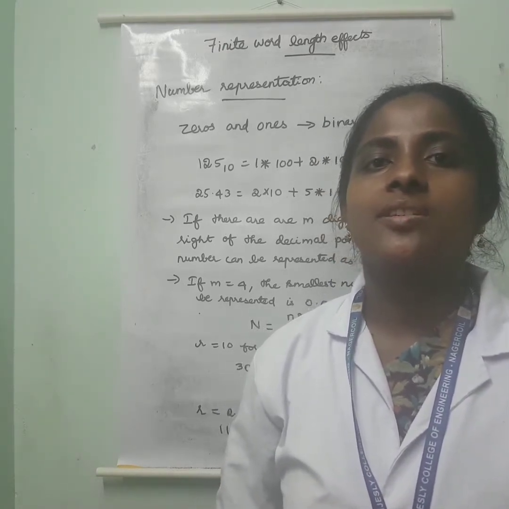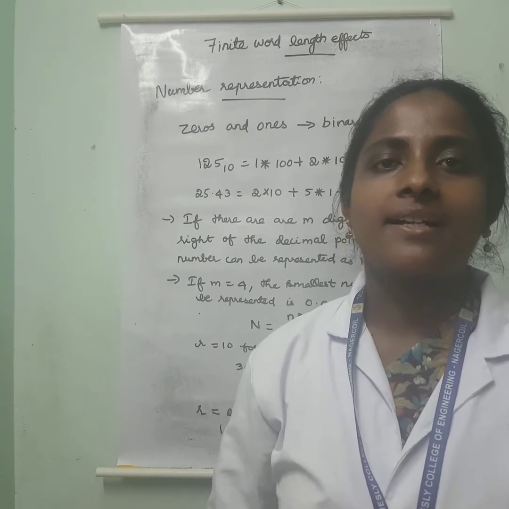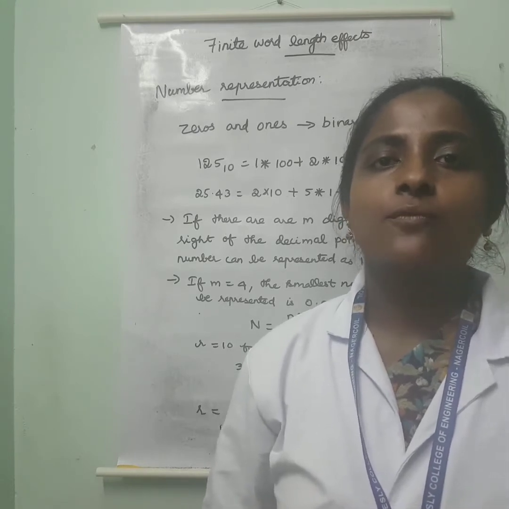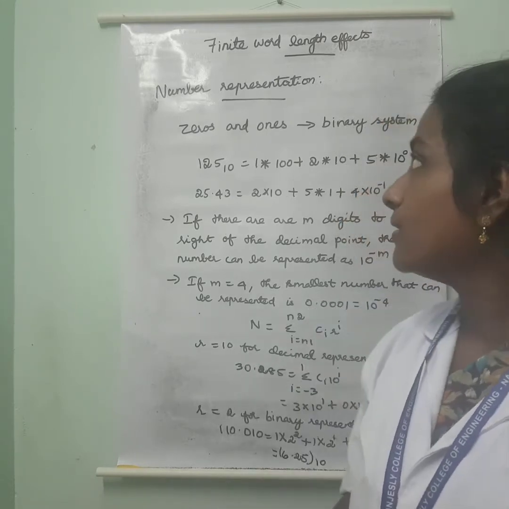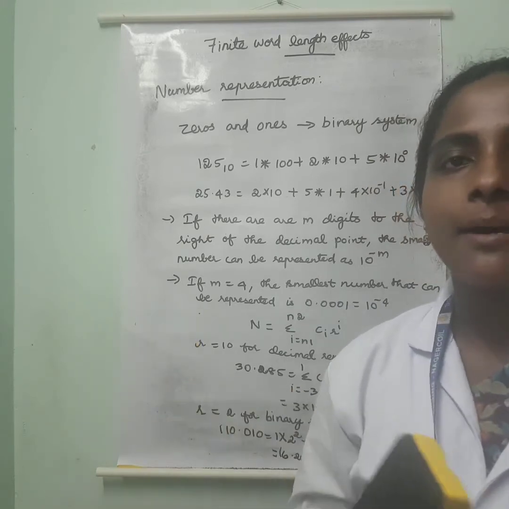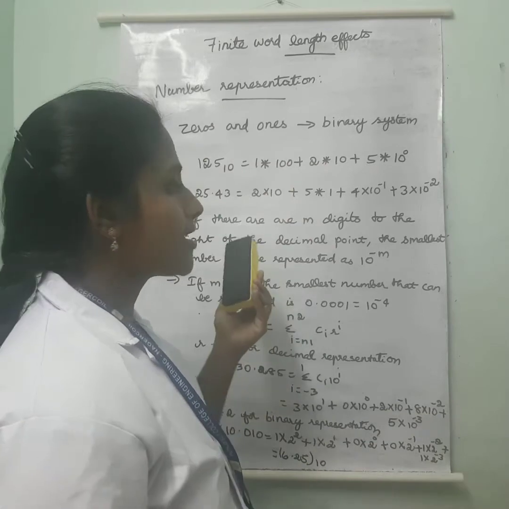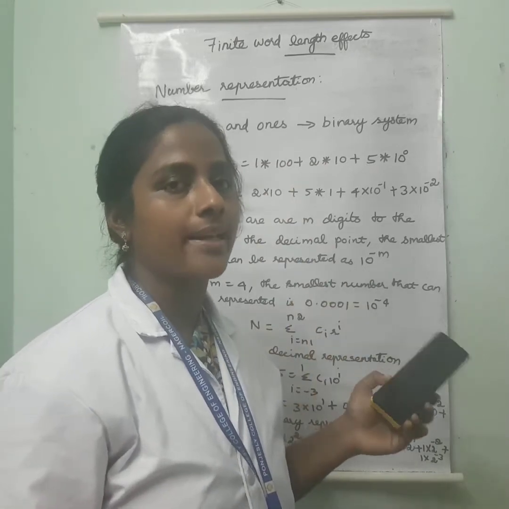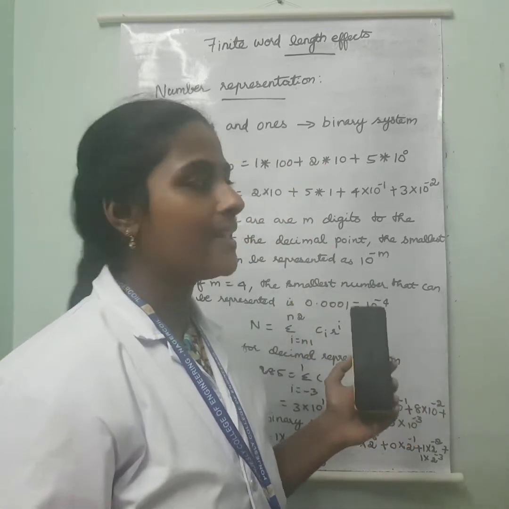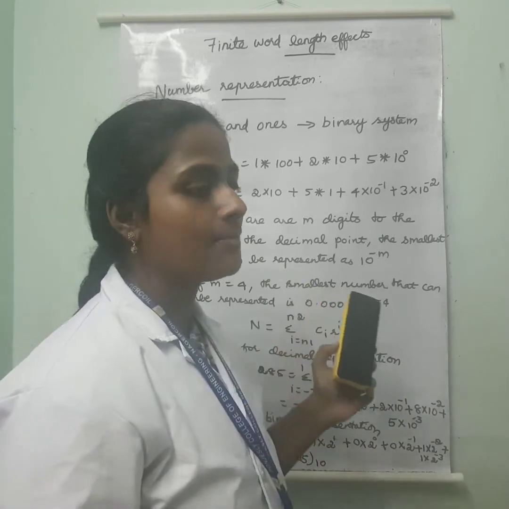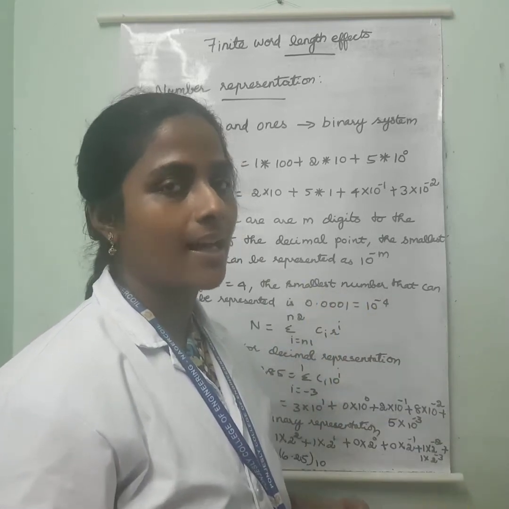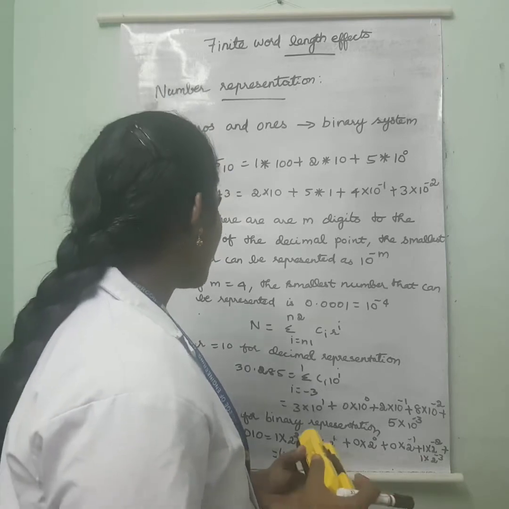Today I am going to teach about finite word length effects. That is the fourth unit, unit 4. Here we can see first about the numbers representation. The number system that is based on zeros and ones is known as binary system.